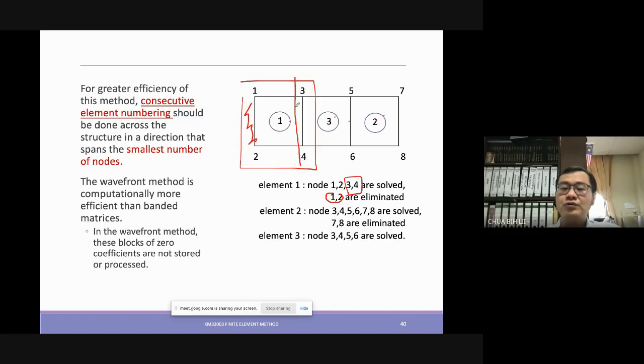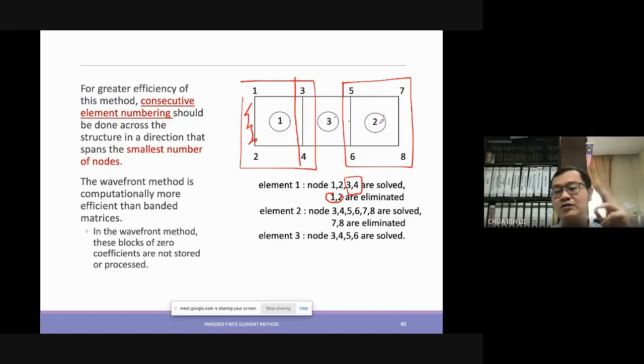Then we come to element number 2. Why do we jump to element number 2? Because in the computer, the solution is usually in the sequence of elements. We will solve for element 1, 2, 3, and so on, right? The computer is not smart enough to search which one should be solved first. They will just follow the numbering.